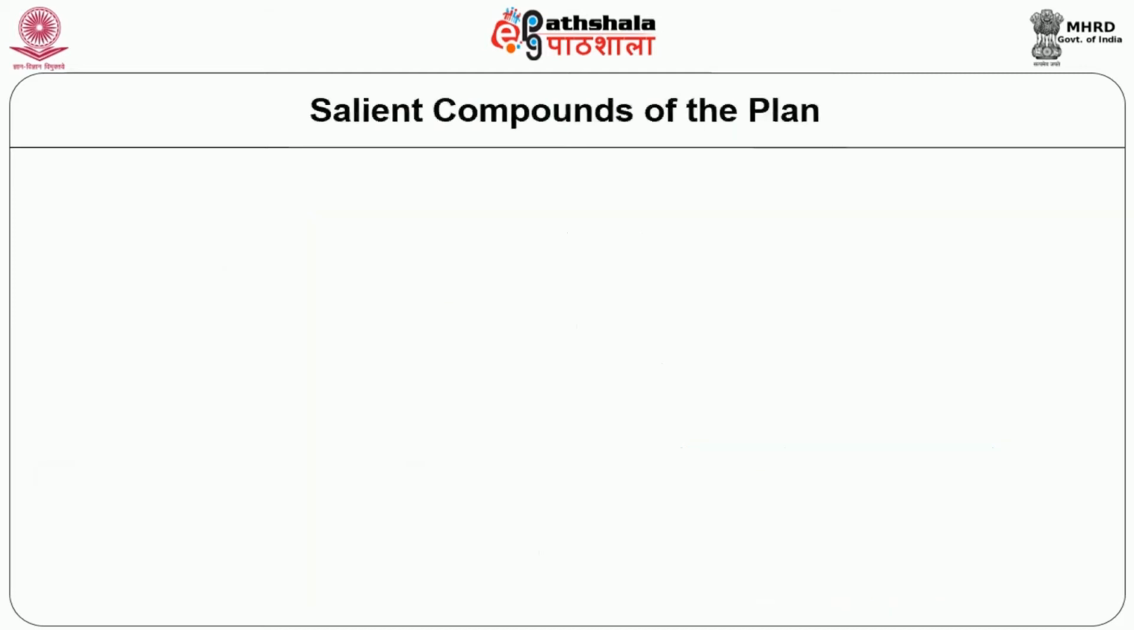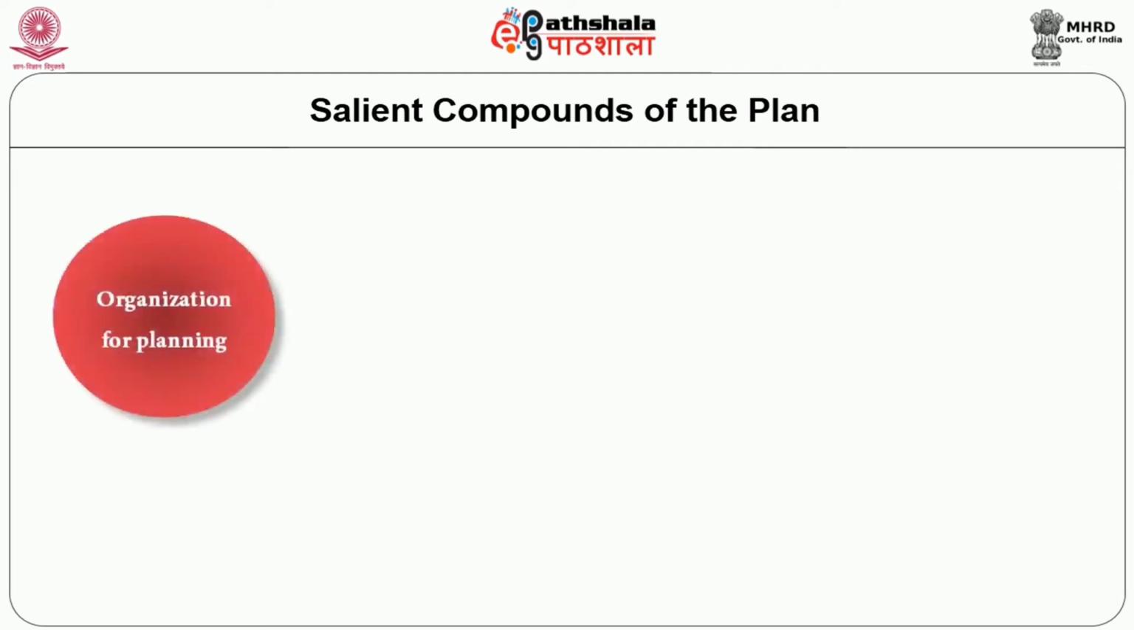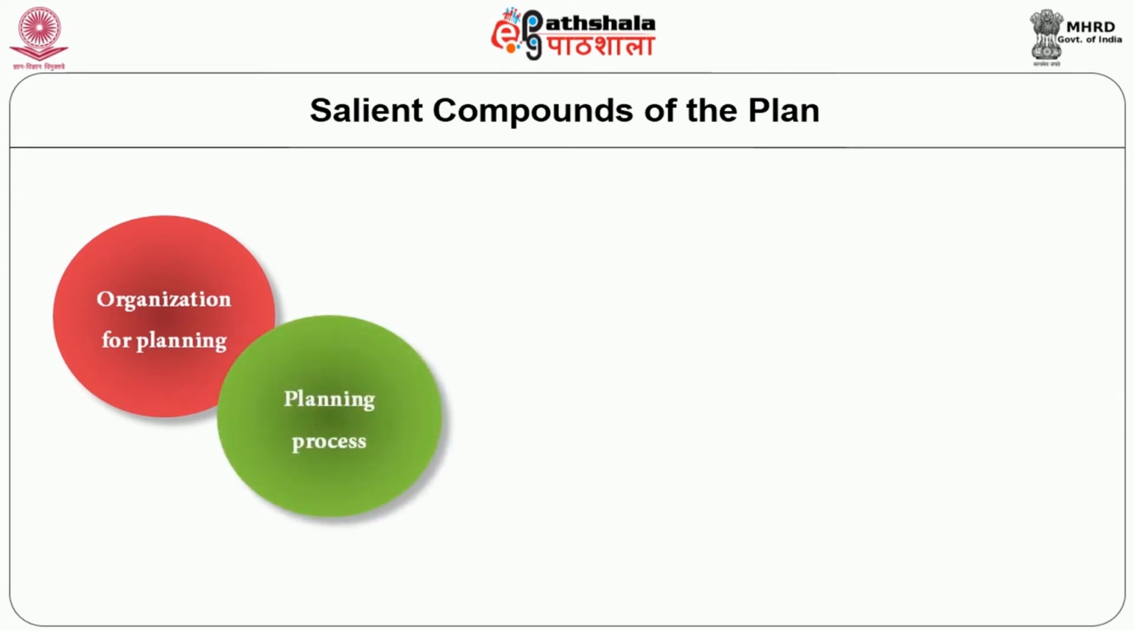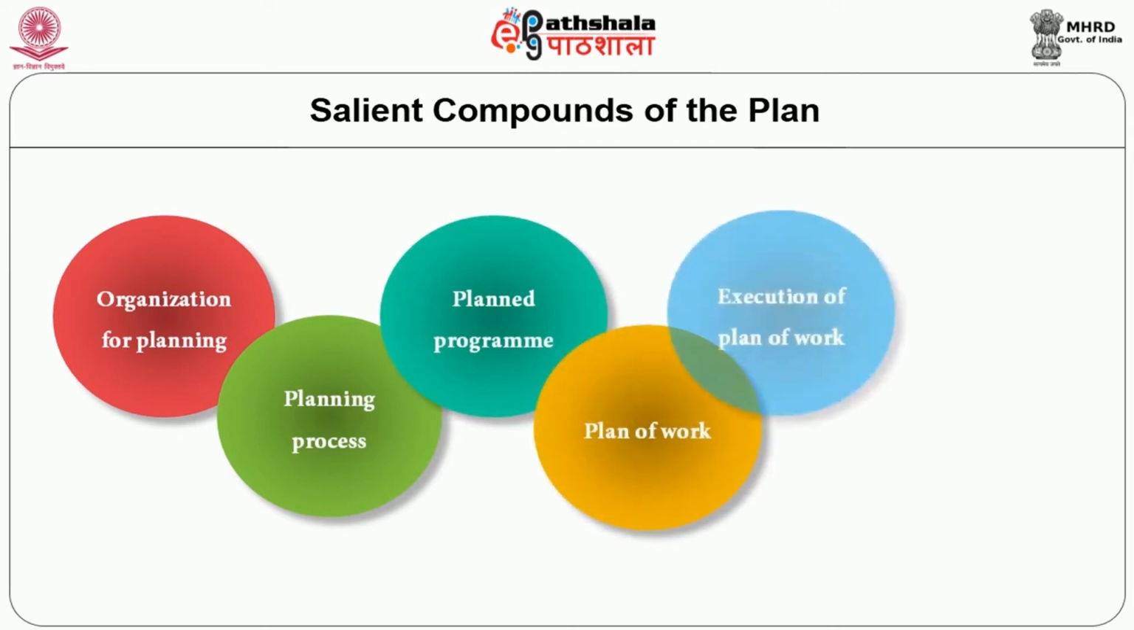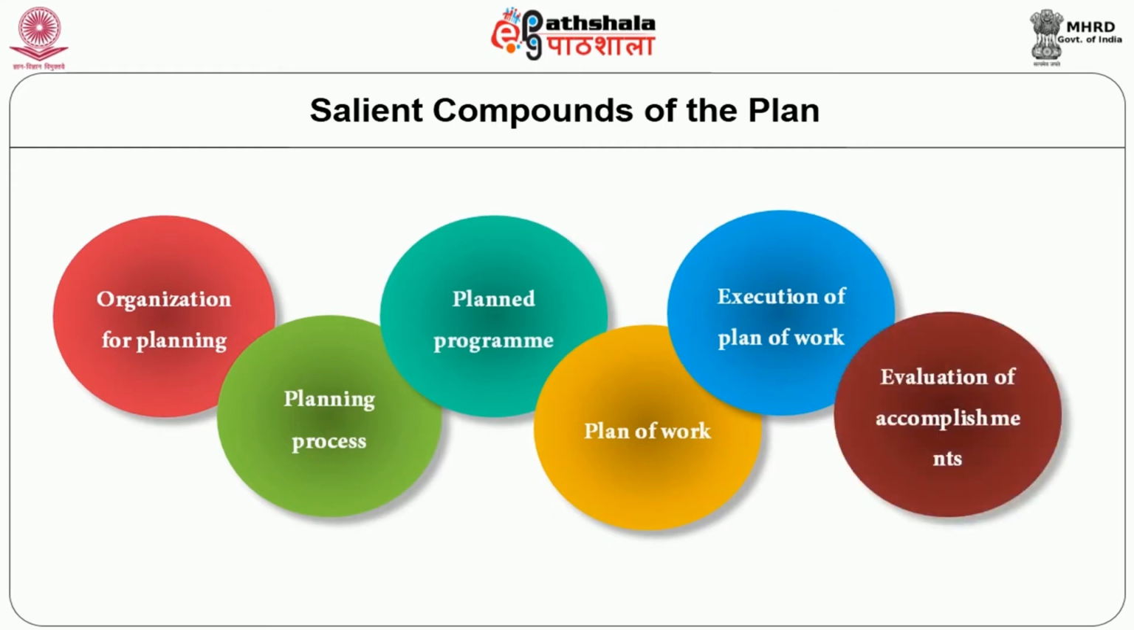Now you can see the diagram. In this diagram, I have given salient components of a plan. So what are the salient components? The first one is organization for planning. So for planning, you have to organize. Second thing is planning process. Third one is planned program. Fourth one is plan of work. Then another one is execution of plan of work. Last one is evaluation of accomplishment.